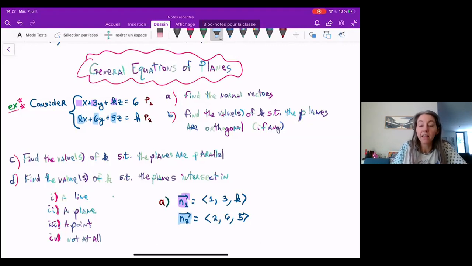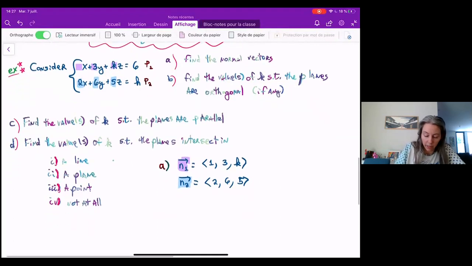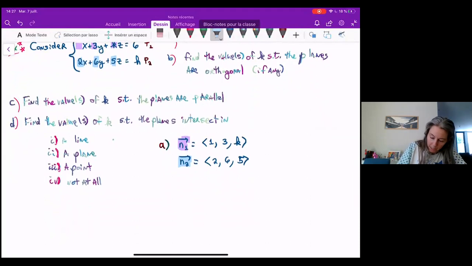Now I want to find the values of k, if any, such that the planes are orthogonal. Well, the planes will be orthogonal if the normal vectors of the planes are orthogonal. So, B, planes are orthogonal if their normal vectors are orthogonal.